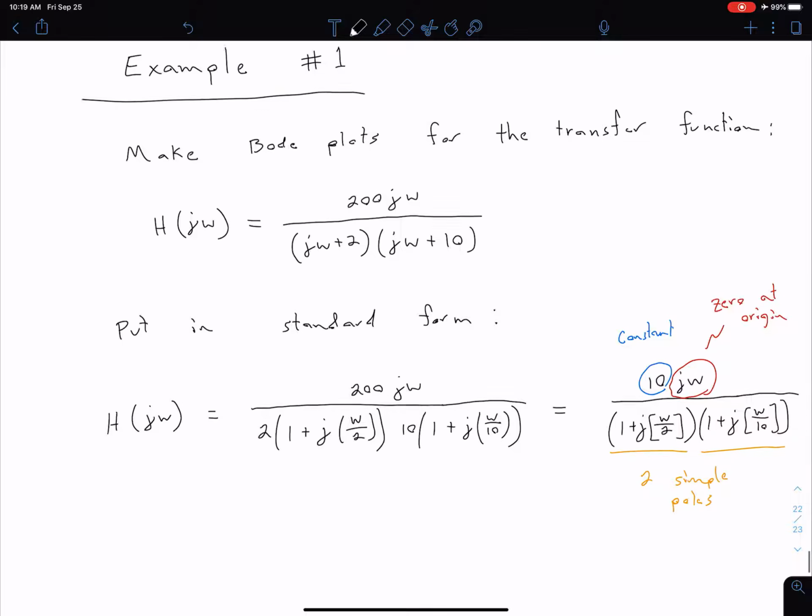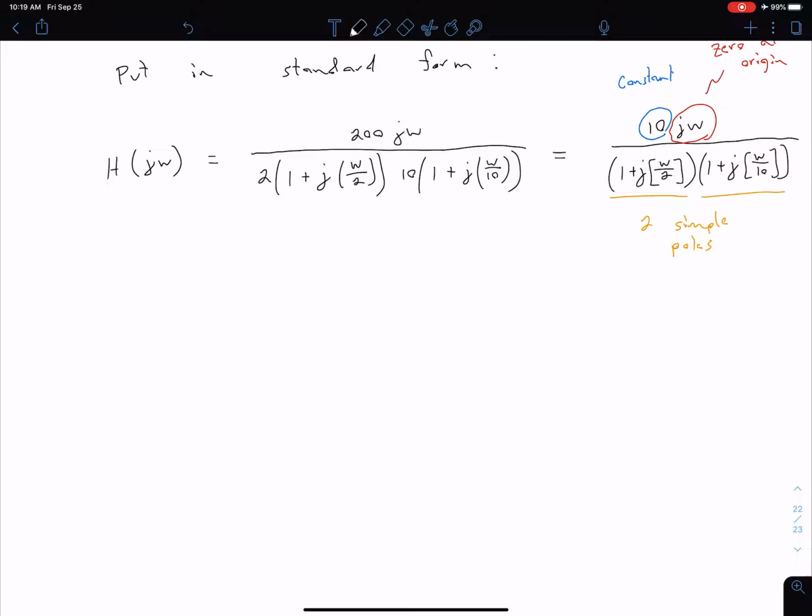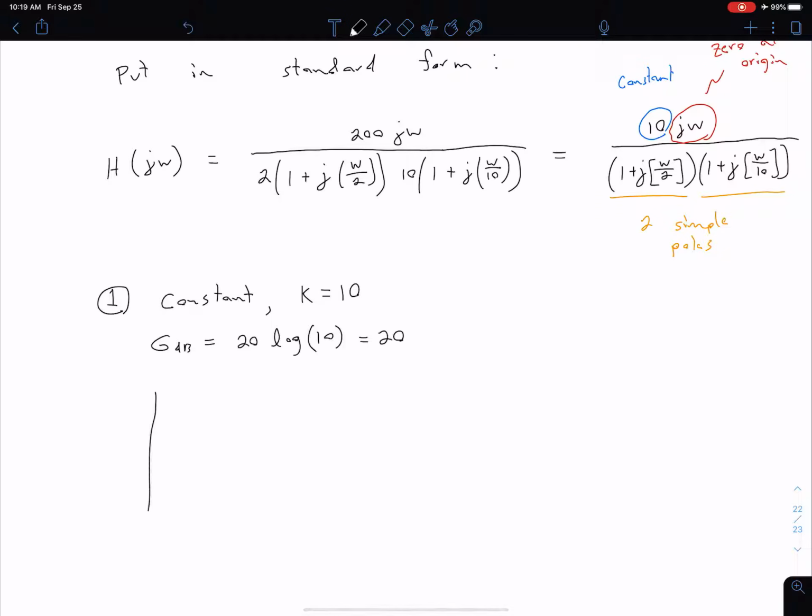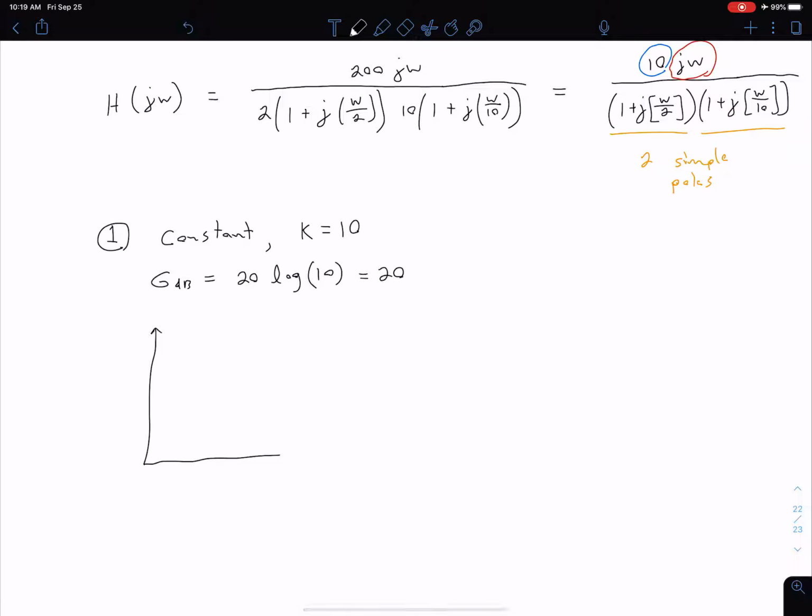Remember, our Bode plot is going to consist of 2 things: magnitude, or gain, and phase information. So let's look at each of the terms in this transfer function. The first is our constant, and in this case K equals 10. So our gain in decibels is 20 log of 10. Log of 10 is 1, so we get 20 for our gain. For our constant, we have a constant phase of 0 or 180, depending on whether it's positive or negative. In this case, it's positive, so our phase is 0.